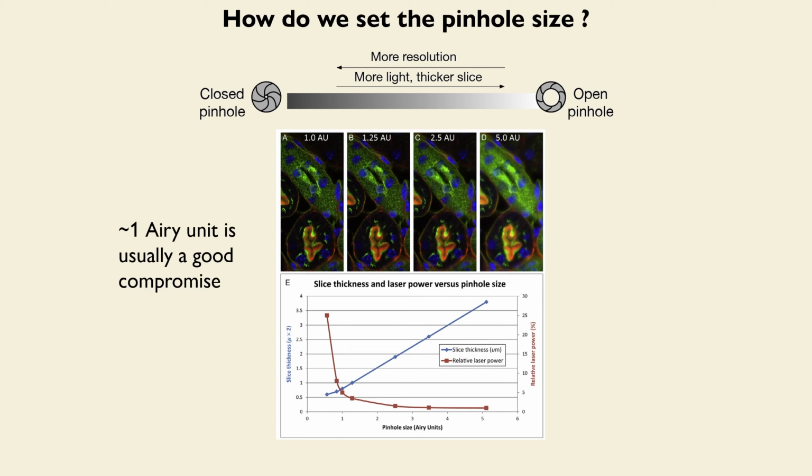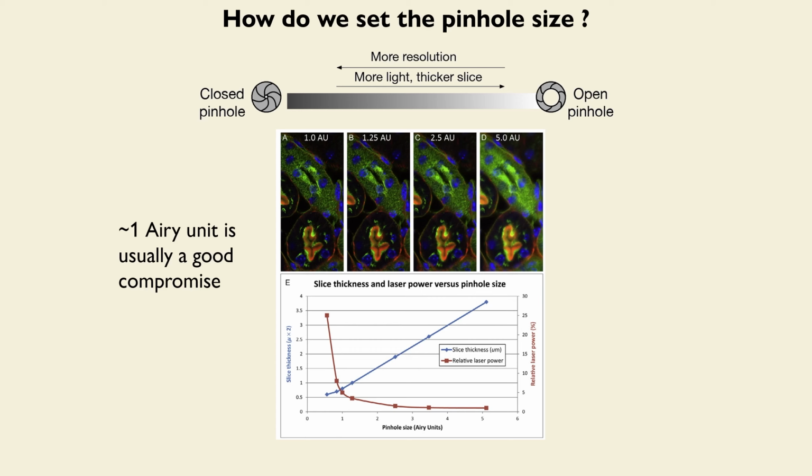So you need more light to generate an image of a similar brightness because you then reject a lot of the resulting fluorescence light at the closed pinhole. And so the generally accepted practice in the field is to use a pinhole diameter of around 1 Airy unit because that is a good compromise between these two opposing forces, more resolution versus more light.